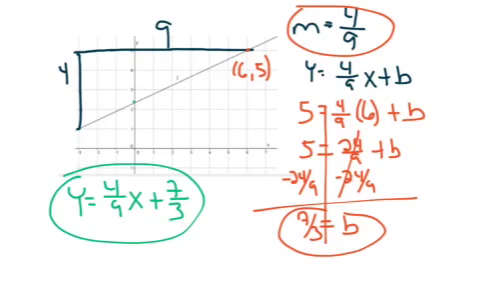And remember, the good way to check to make sure: 7/3 as a decimal is roughly 2.3. So just so you know, that's roughly 2.3. And if I look, my y-intercept looks to be about 2.3 right there. It's a good way to double check.